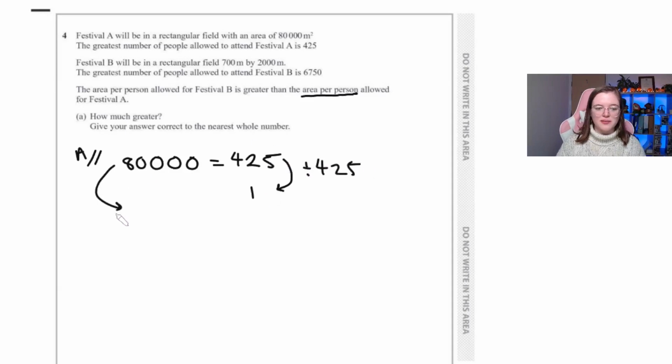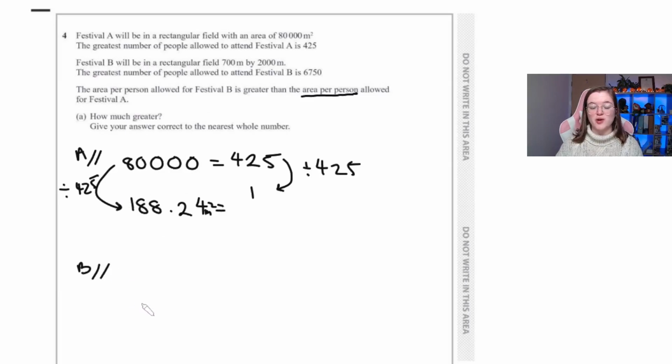So I'm going to do the same on the other side. Divide it by 425. On my calculator, 80,000 divided by 425, and I get 188.24 meters squared per person. And there we are. And then Festival B will be in a rectangular field 700 by 2,000.